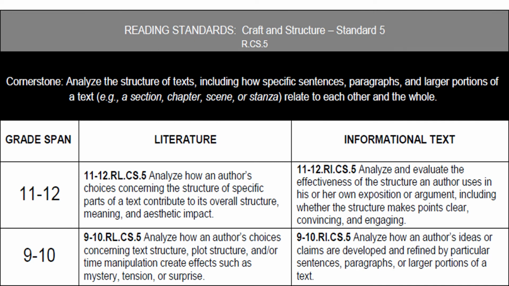Number 5. Analyze how an author's choice concerning the structure of specific parts of a text contribute to its overall structure, meaning, and the nice little A word here, aesthetic impact. That means how, oh, that's written very eloquently, that kind of thing. You want to be sure what you're reading, it's clear. Again, it goes back to the same thing. You read and you understand what you're reading. All of this means that.